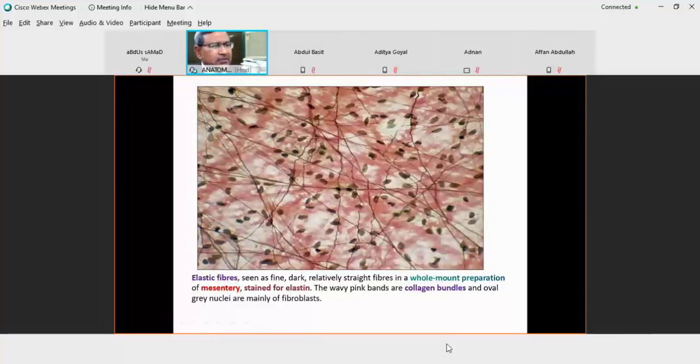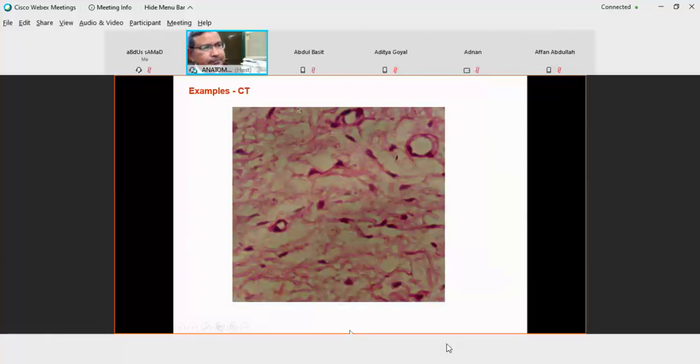If you want to see, you tease the mesentery. It is called the whole mount preparation. Then one can see the fibers in the background. These are the collagen fibers, and these are the elastic fibers. Reticular fibers are not seen. Now, in section, how they look: for example, these are the cells, and these are the collagen fibers. The collagen fibers are stained.